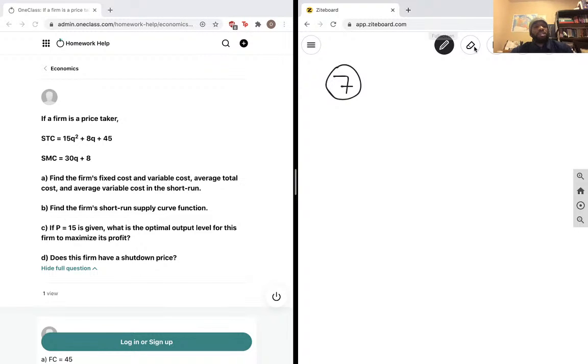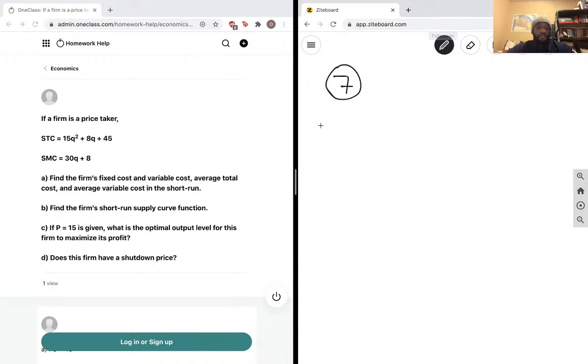The firm is a price taker. Total cost equals 15Q squared plus 8Q plus 45. Social marginal cost equals 30Q plus 8Q. A, find the firm's fixed cost and variable cost, average total cost, average variable cost in the short run.